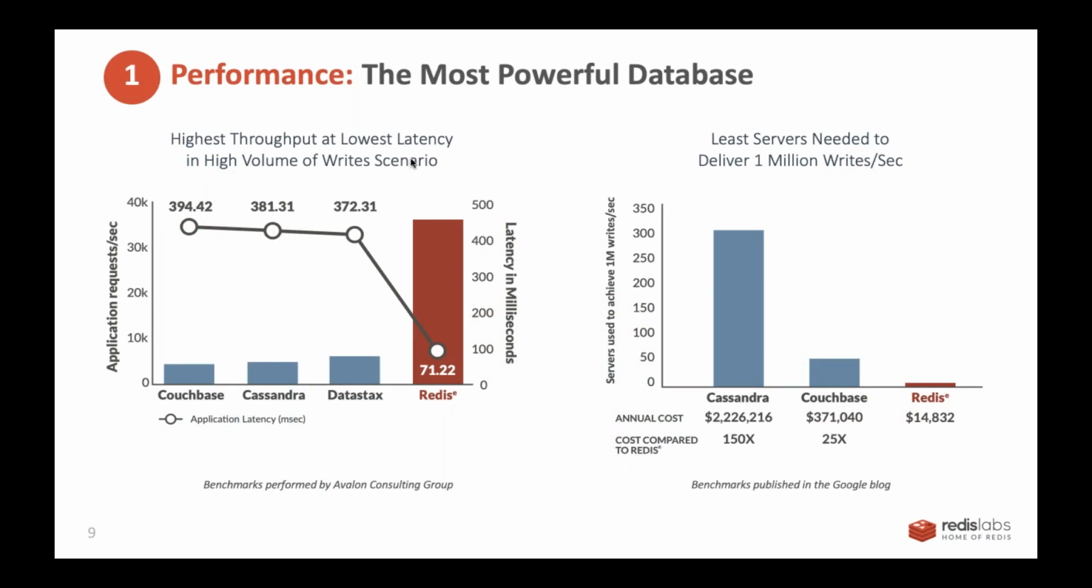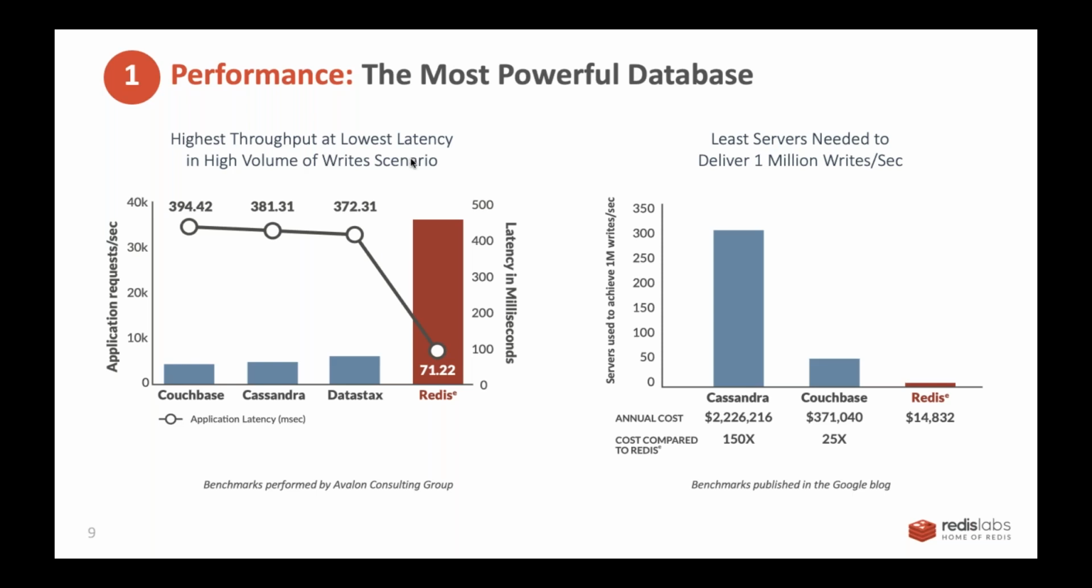So performance. These are a couple of slides that I've been familiar with for a couple of years. They're really powerful in a lot of ways. I'll talk a little bit about the one on the left, where we're looking at Redis compared to Couchbase, Cassandra, and DataStax. This is our Redis Enterprise version. The line chart here is the lower latency, and the bar chart superimposed behind it is the throughput. As you can see, both the latency is lower and the throughput is higher. And this was done by Avalon Consulting Group, an independent party who ran the benchmark.